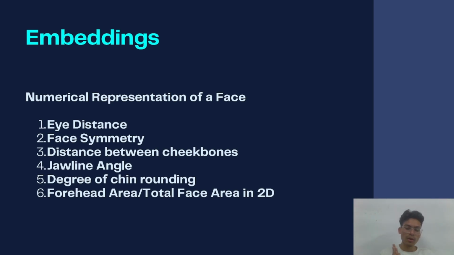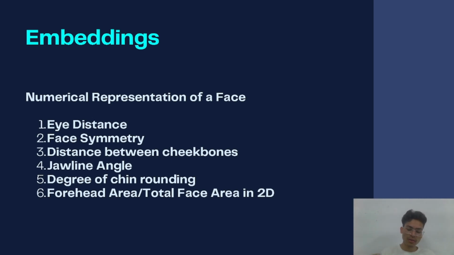Like we talk about the eye distance first. No matter whether you wear specs or not, whether you smile or frown, this eye distance is not going to change. This is not actually stored in the form of your physical distance, of course, but in the form of some vectors. And that is one embedding.